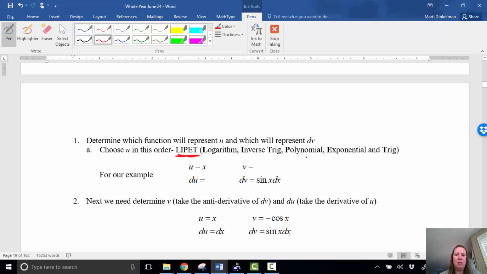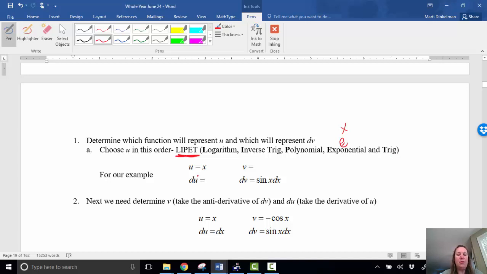Inverse trigs, polynomials. I would lump square roots of x and that kind of thing into polynomials. Exponentials like e to the x, that's a really good one to remember. It even kind of looks like it's starting with the word exponential. And then trig is our absolutely last choice for what u would be.